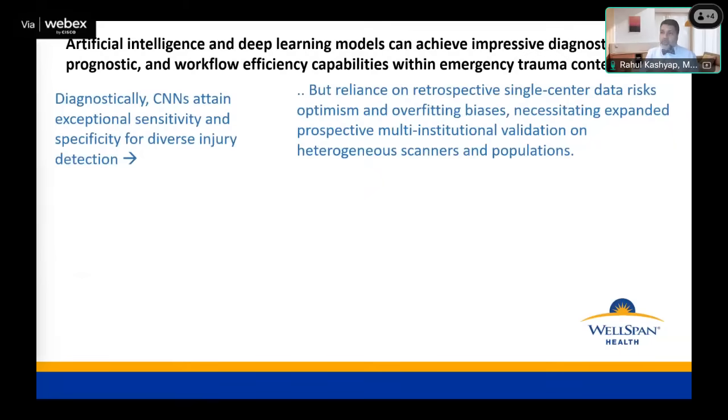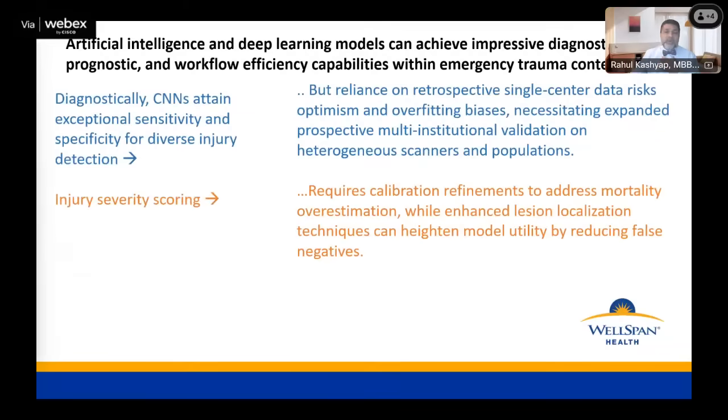I'll share a checklist with you that you can apply to read any AI-based paper in medicine, and there's a framework around it as well. When it comes to predicting injury severity scoring, which I mentioned in the last part as well, calibration is going to be very, very important. Have they refined these tools, where lesion localization techniques are used properly, which can heighten the model utility, where they have reduced the false negatives?